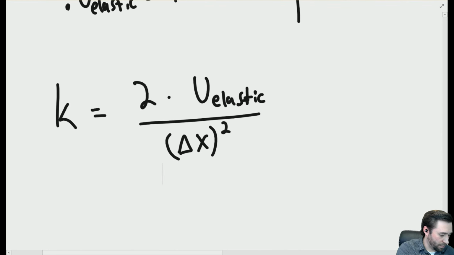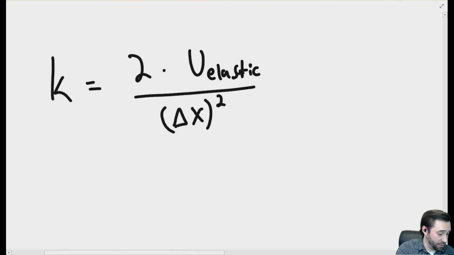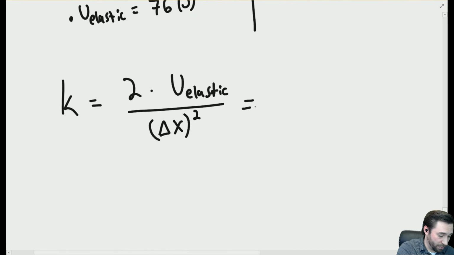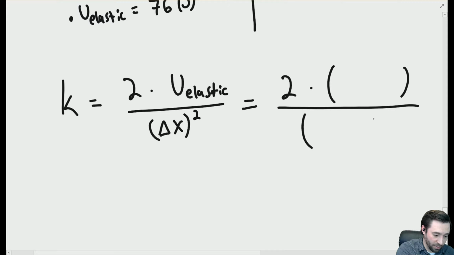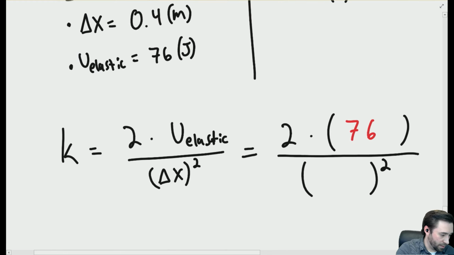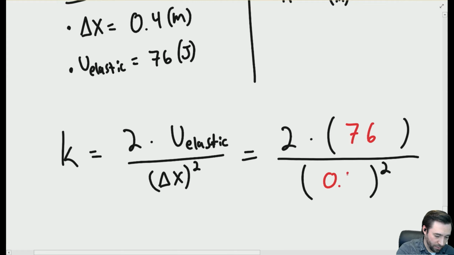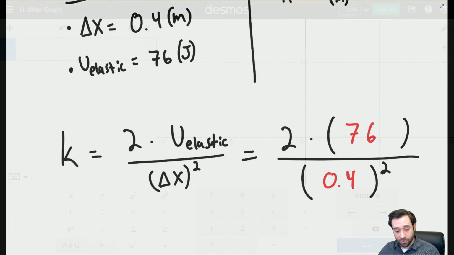Okay. Now since I know both of those, all I have to do is plug in. So it's the same process as before. So U elastic in this case is 76 and 0.4. And then get rid of that, get rid of that. Switch back over here.